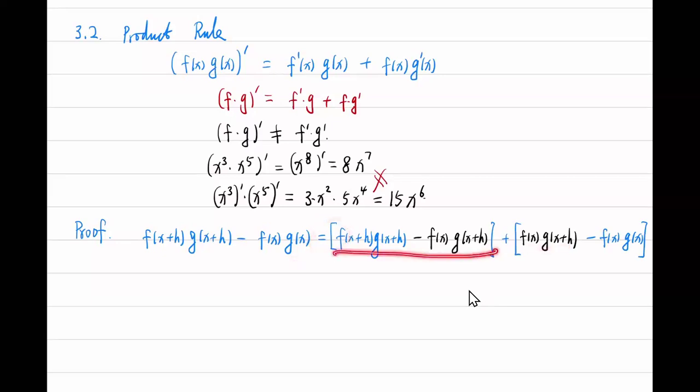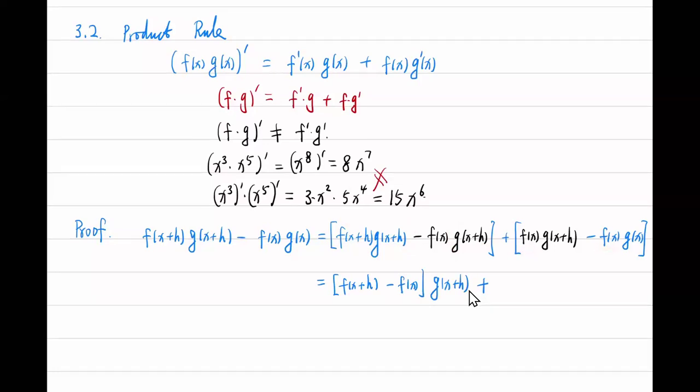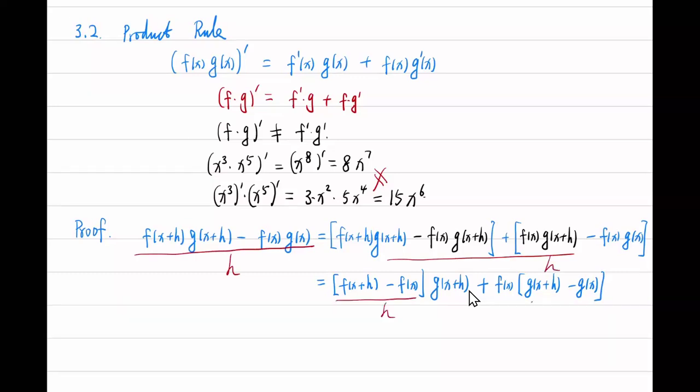Now these two terms, g(x plus h) is the common term, so we can pull out this g(x plus h). In the second term, we can pull out f(x). To find the derivative, we divide all of them by the increment h. We divide this by h, divide this by h.